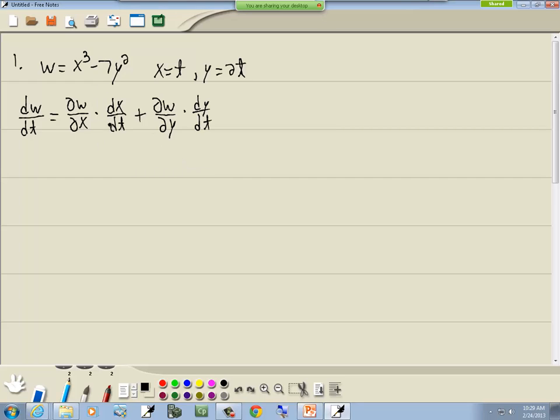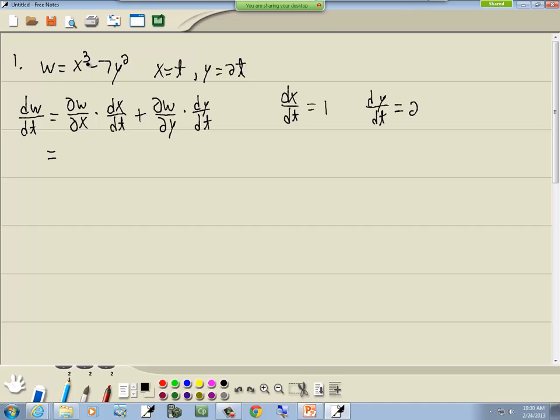Well, I was trying to think if I need to show these over on the side. Maybe I will. Let's first find dx dt. So the derivative of x with respect to t is 1. And dy dt, the derivative of y with respect to t is 2.